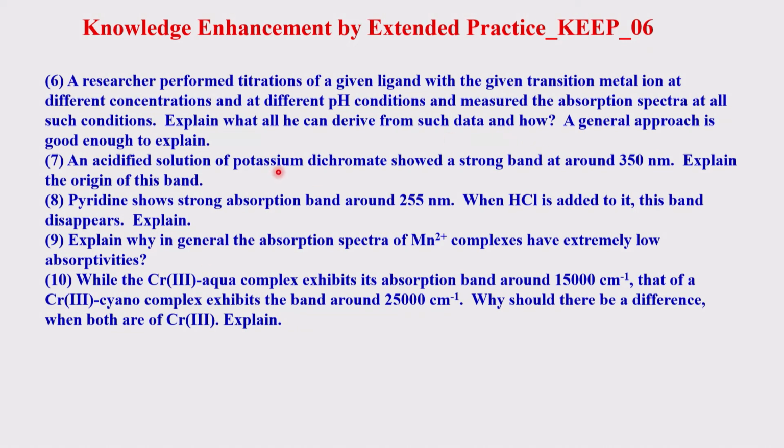Look at another example. An acidified solution of potassium dichromate showed a strong band at 350 nanometer. Explain the origin of this band. Obviously we know that this is coming from ligand to metal charge transfer, that is, oxo ligand to metal charge transfer. So you can further think and work on this.